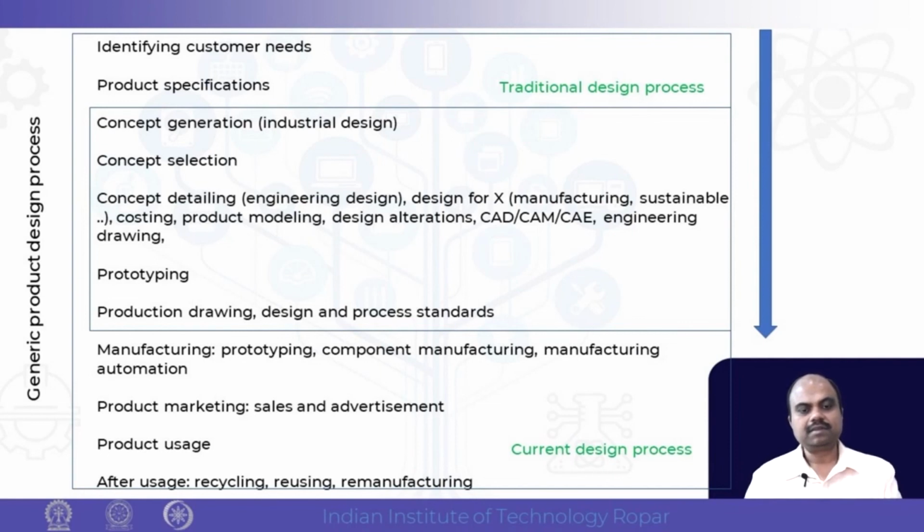Traditionally, product design was conceptual design, concept selection, concept detailing, prototyping, production drawings, and manufacturing. This was basically the traditional design process for many years. However, right now it is not that. Product design has become a bigger activity. It starts with the customer need, product specification, and then the traditional concept detailing, concept selection, then marketing, product usage, and after usage. All these things are coming under the purview of product design.